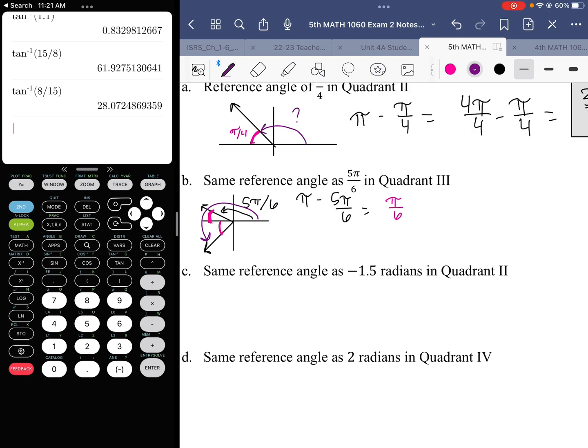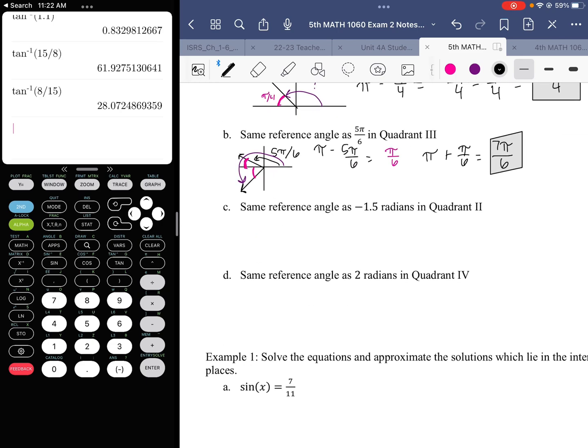So how far did we have to go? Well, you can think about it this way. This was a whole pi, and then I went another pi over 6, right? So pi plus pi over 6 is 7 pi over 6. Okay. And now it wants to give it to us in radians.